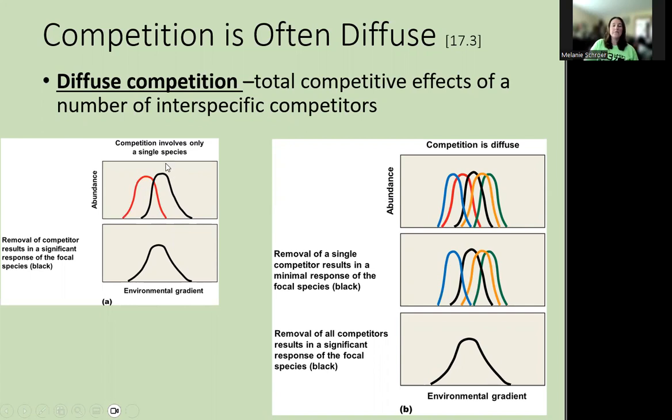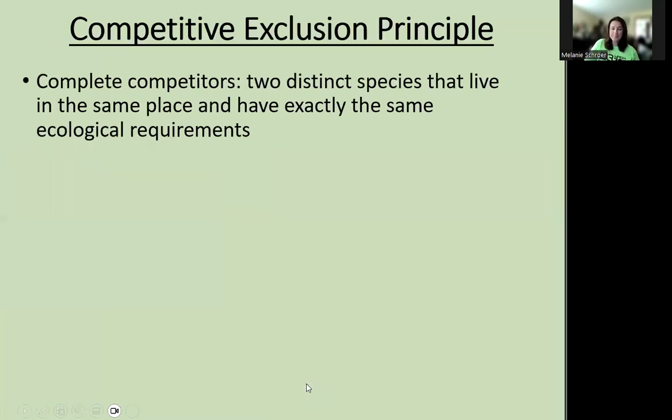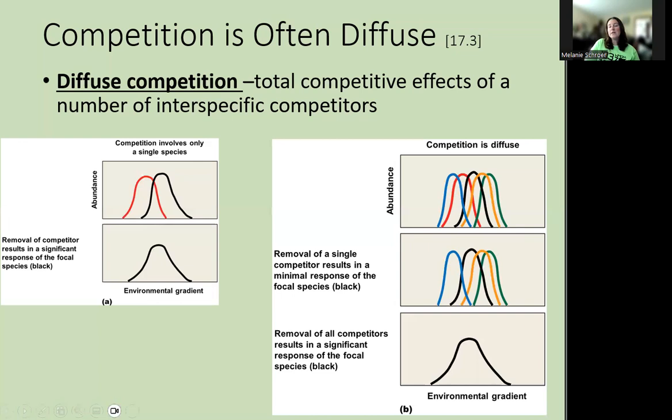And so very rarely is competition just between two species. Instead, there are usually many species that have overlapping niches within one or along an environmental gradient. And so removing a single competitor, right? So removing this red species here is really not going to have any kind of profound impact on the other species because they're already subjected to competition with many other species.